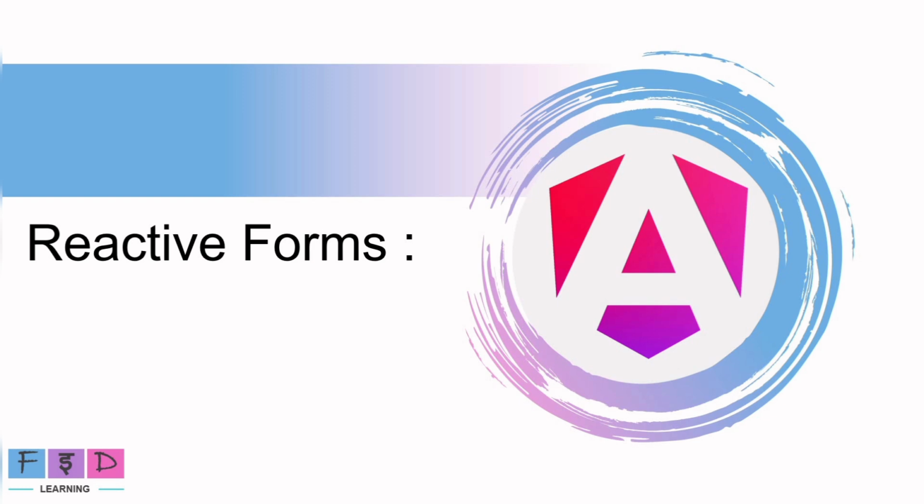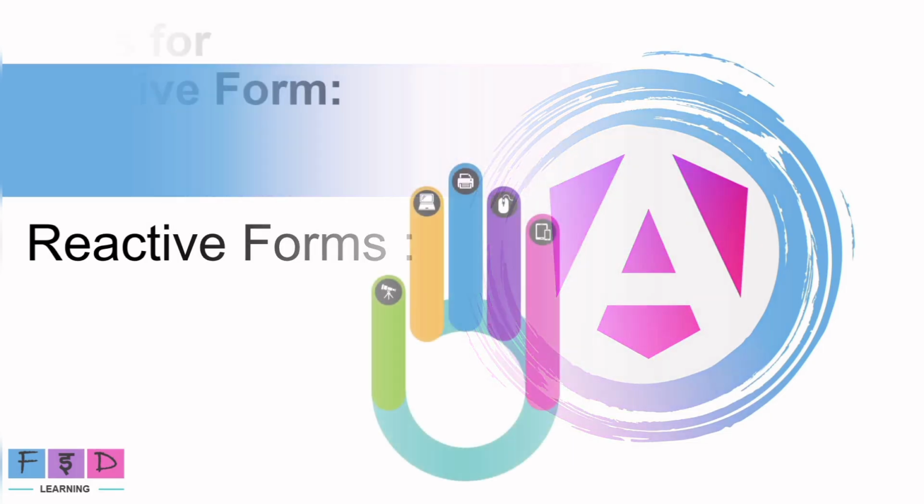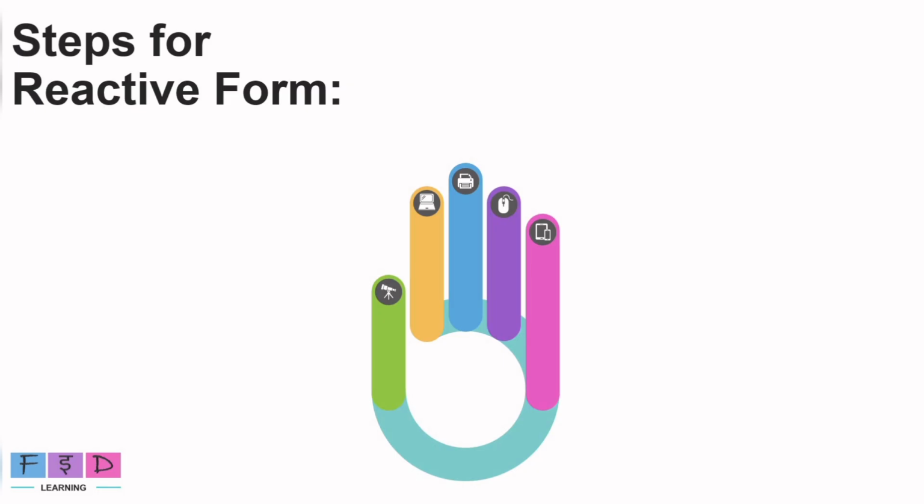So, what are reactive forms? In simple words, reactive forms are forms where you set up the structure and rules in your component's code. You create a blueprint of your form using form groups, form controls, and form arrays, and then connect it to the form in your HTML template. So, let's start by understanding the required steps to create a reactive form in Angular.